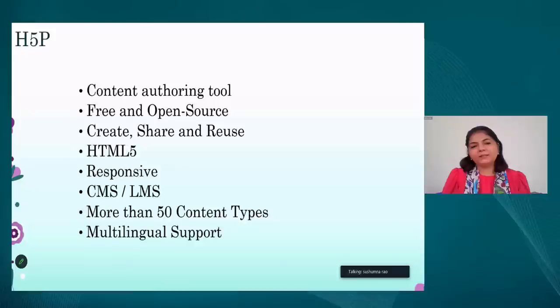Coming to H5P. H5P is a short form of HTML5, the name derived from HTML5. When you create any content using the H5P authoring tool, you need a browser to view that content. It's basically a content authoring tool. You can create, share, and reuse very easily. Easily here, what I meant is easy for academicians to create content and share, and also easy for users, that is the learners, to access that particular piece of content.